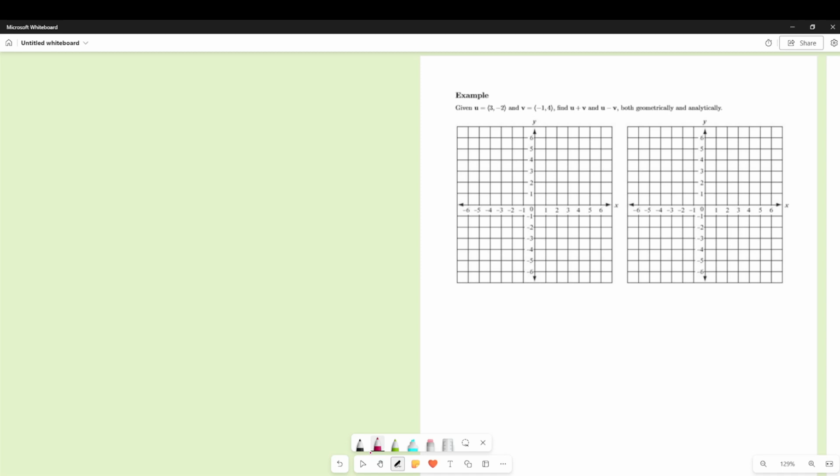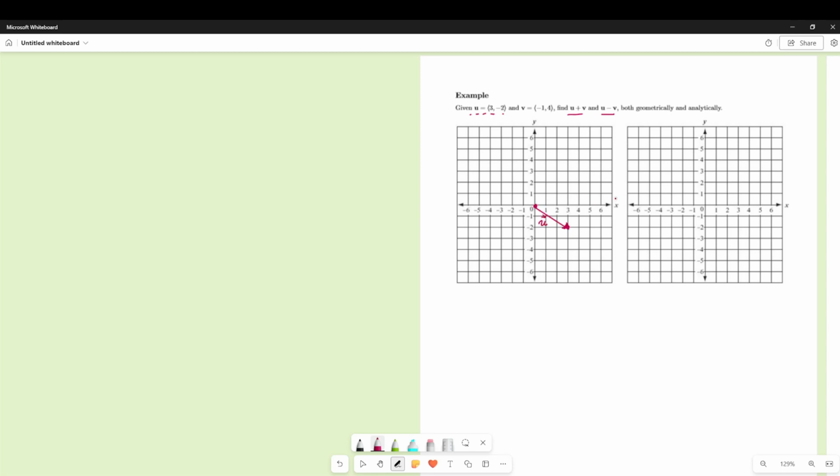Okay, so we want to add these two vectors and subtract these two vectors, and we want to do it both geometrically and analytically. So we want to do it visually with the directed line segments, and also do it just numerically, analytically. So this vector u in standard position would be 3, negative 2, sorry. So over 3, down 2, so that's our vector u.